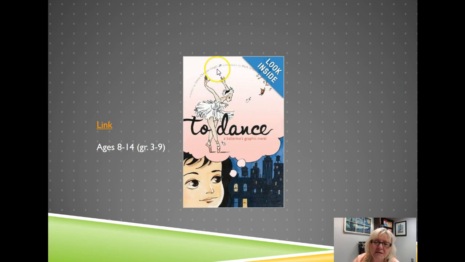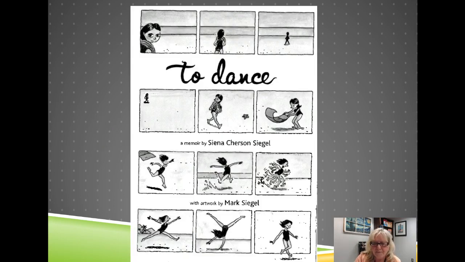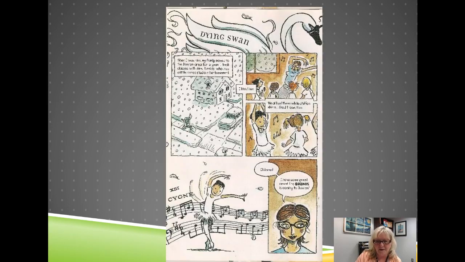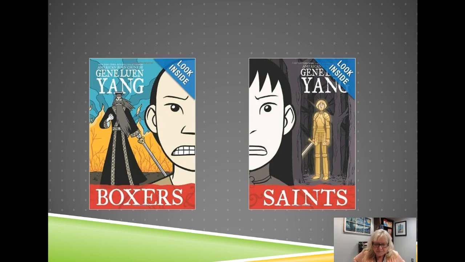Sienna Cherson Siegel was actually a ballerina from Puerto Rico, and I think she went to ABT and then worked with Balanchine. And her husband did the artwork on this. So you can see how we can really get a feel for the story through both her words and the artwork that goes along with it, telling her story of what it's like to be a young ballerina.